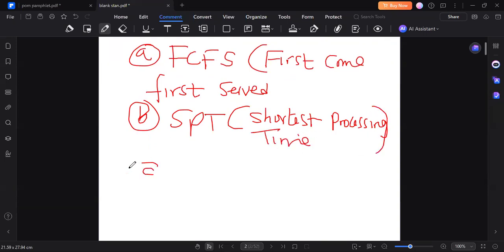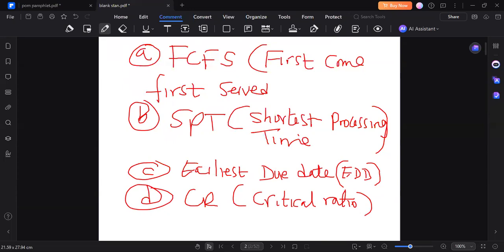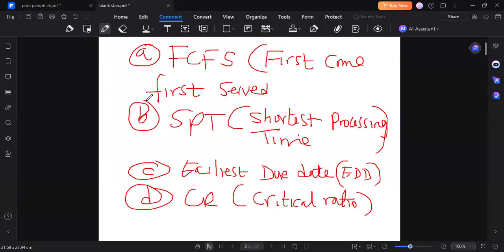Then we have the earliest due date, EDD, and CR, which is called the critical ratio. All right, so these are the four sequencing rules.